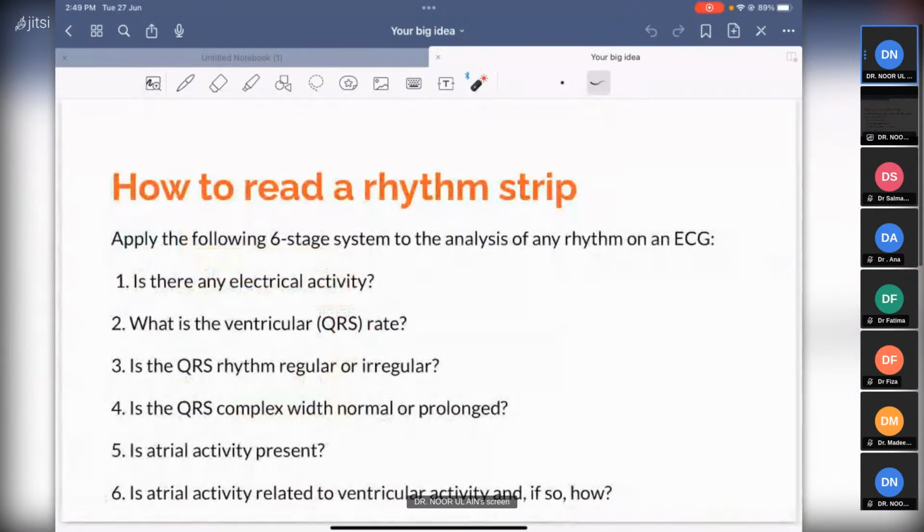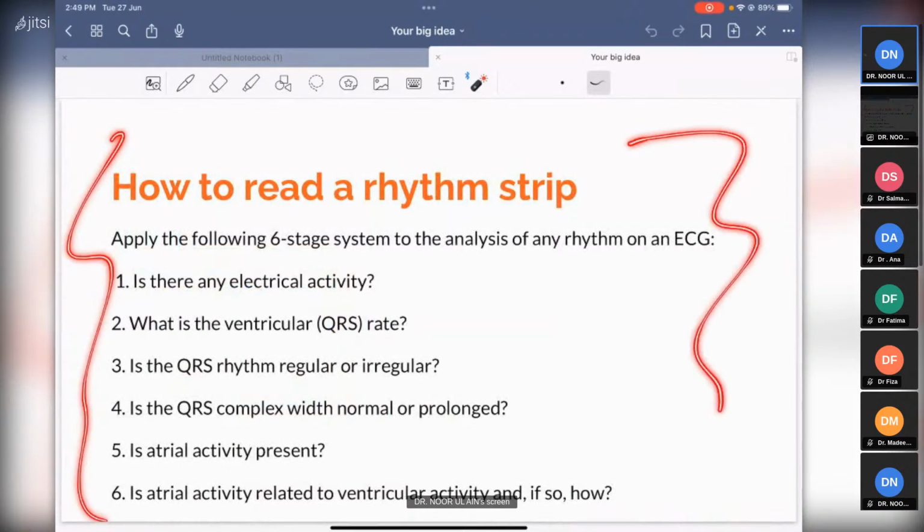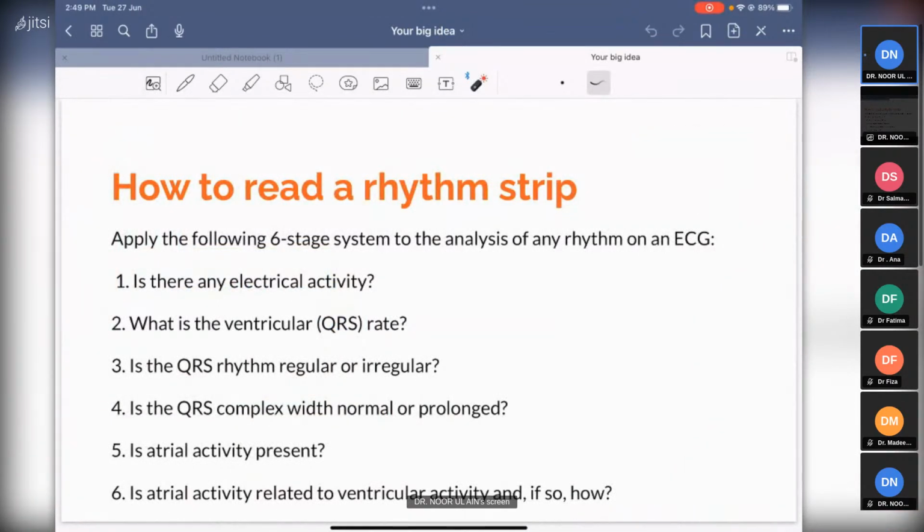So these are 6 simple steps. I'm sorry if you hear cats crying. It's because there are a lot of cats downstairs, they are always crying. So sorry if that's bothering you all.